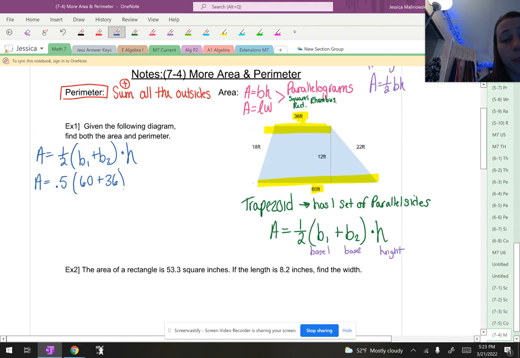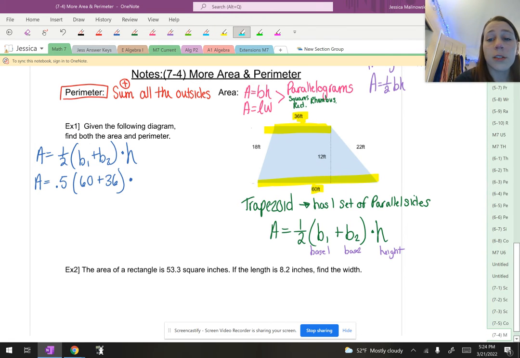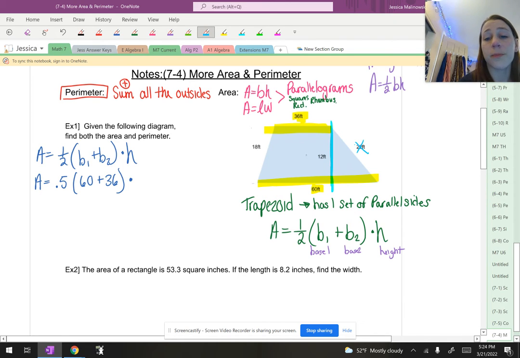It does not matter if you put the 60 or 36 first, and that's because of the commutative property. 60 plus 36 is the same thing as 36 plus 60. So then, making sure that when you're taking the height, you're getting that straight up and down height and you're not looking at the slant height. That 12 feet is the height that we want to be using here.